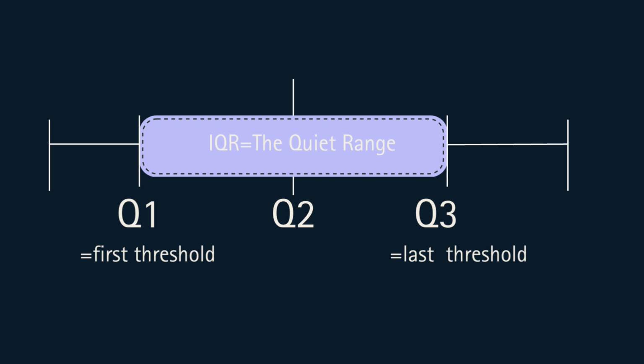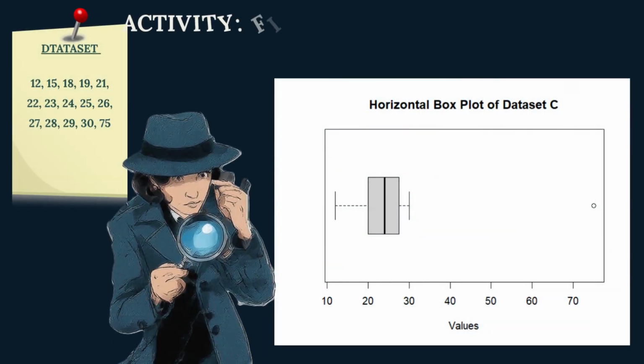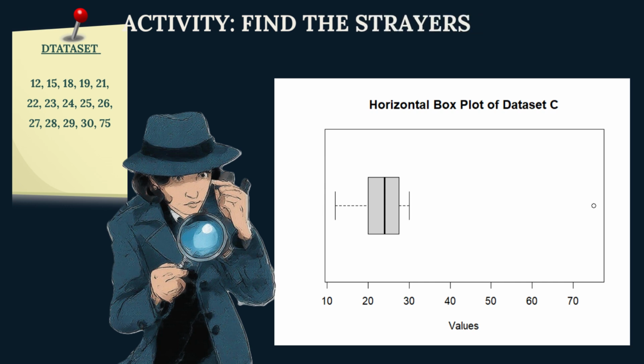The minimum value marks the lower whisker, the maximum value marks the upper whisker. Most stay within. But sometimes, someone wanders. The vault has spoken. Now build your own. Use the boxplot. Find the strayers. The Stat Sleuth Lab awaits.